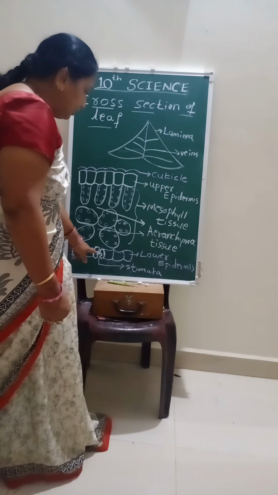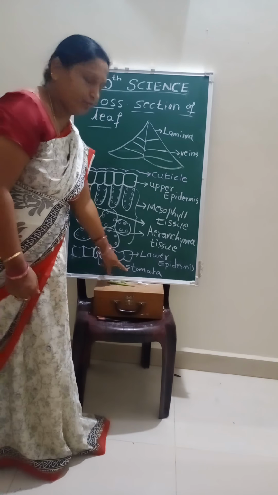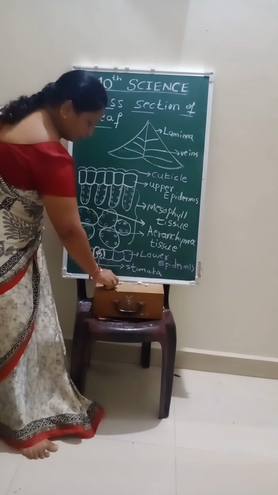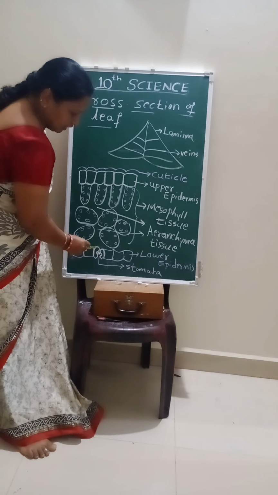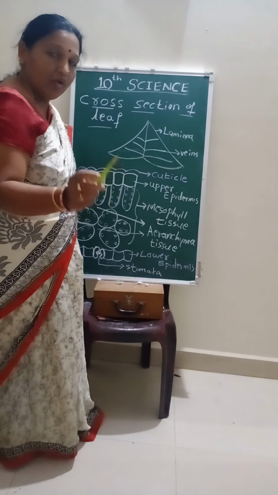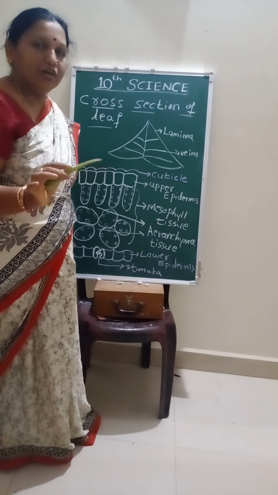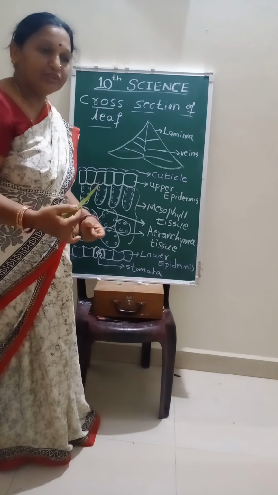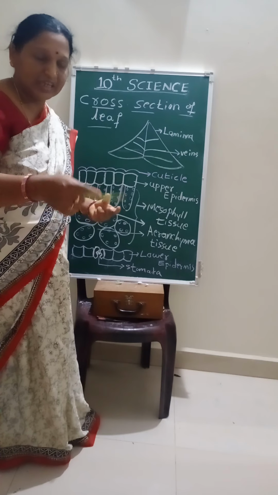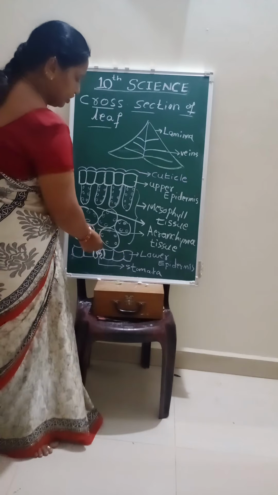So in between this there is a stomata. Stomata is this pore. This is a stomata, and these are the guard cells. These are the guard cells which help in opening and closing of stomata, which prevents the loss of water, and also it helps to exchange the gases, taking in the carbon dioxide and leaving out the oxygen. Such function is done by the stomata.